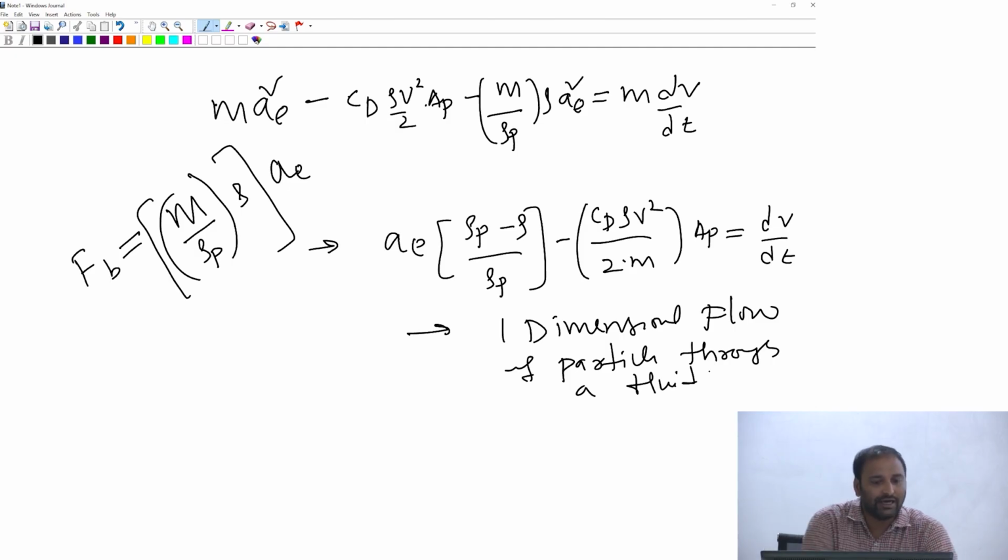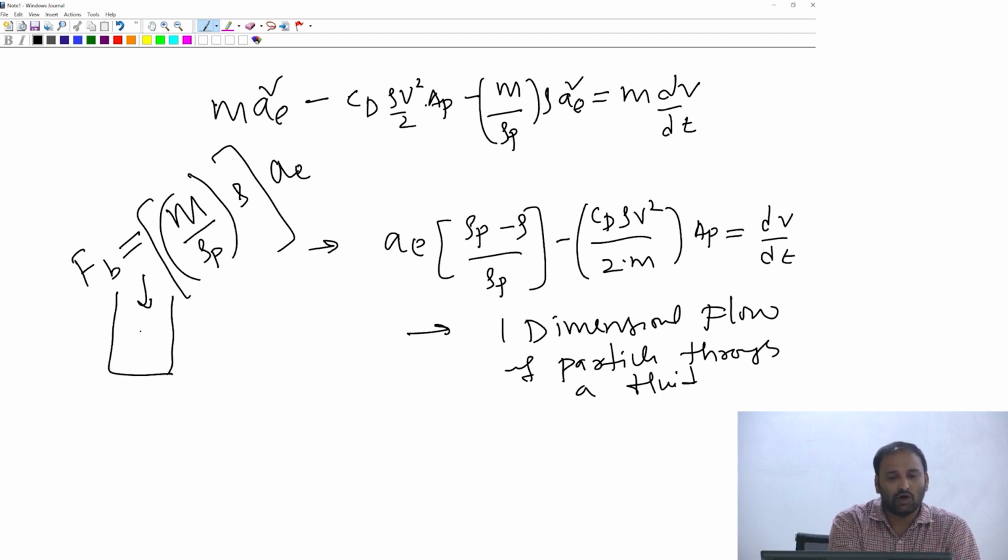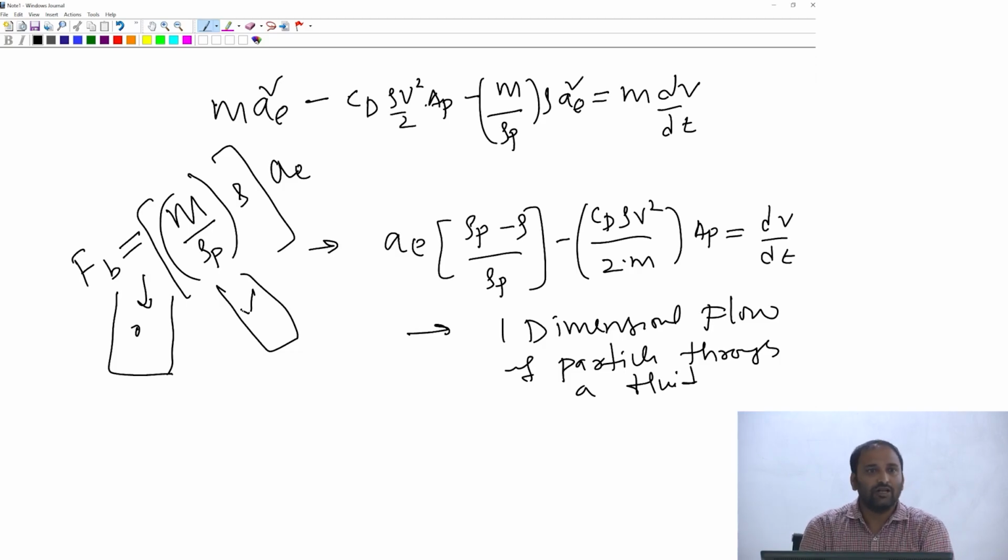You could have a simple case where, instead of having a particle settle in a column of fluid like this, I tilt the column itself, and the particle is still settling under, say, the action of gravity. Then the direction of motion will not be parallel to the direction of the external force and the buoyancy. In such cases, your particle will not move in a one-dimensional fashion. It could be moving in a two-dimensional or three-dimensional fashion. That depends on the kind of problem that you're trying to work with.